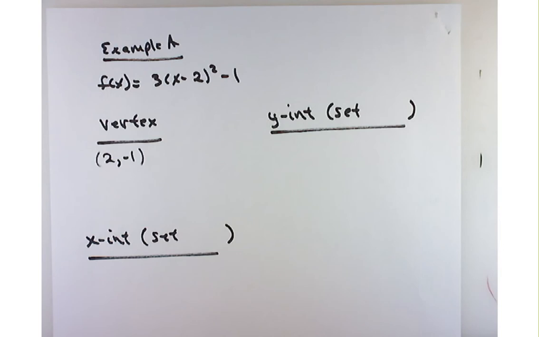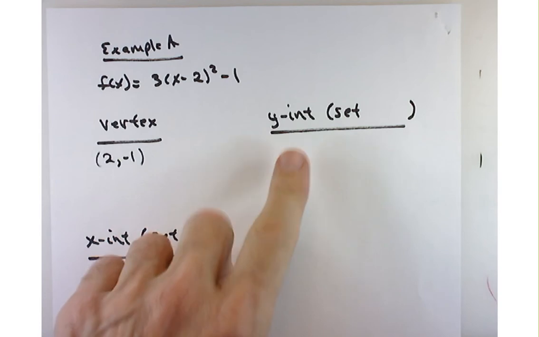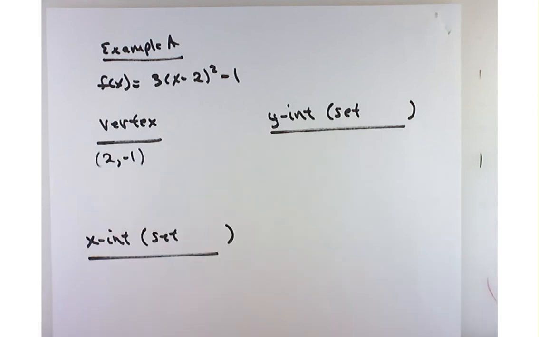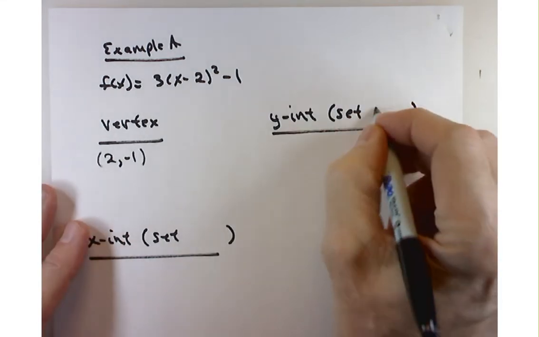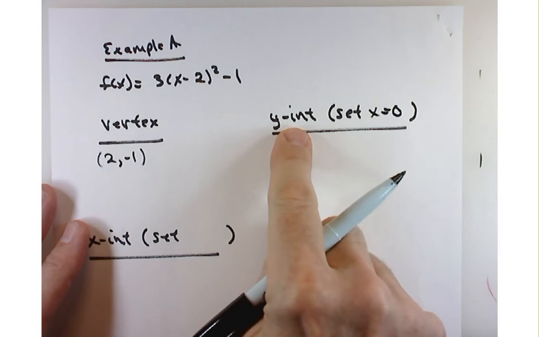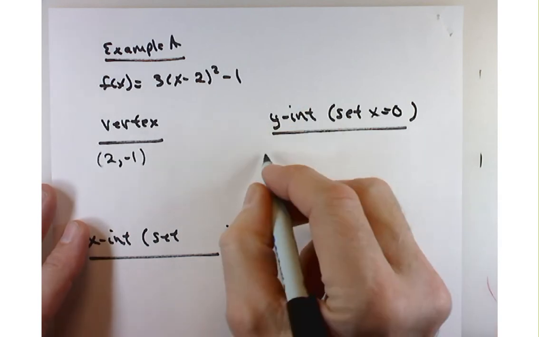Now the next easy thing to get would be the y-intercept. That's where the graph is going to cross the y-axis. Now, how do you find the y-intercept of a graph? Plug in 0 for x, good. Because where x equals 0, that's where the graph's going to cross the y-axis.